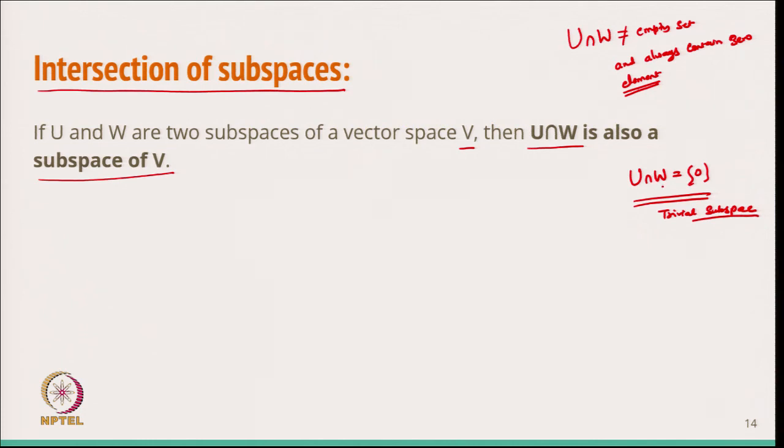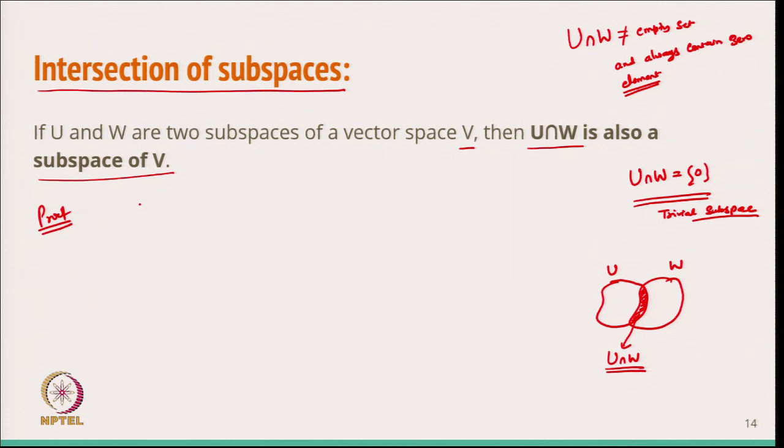Okay, so in this case also it will be the trivial subspace, because if I take two subspaces, U and W, then their intersection is going to be this part, that is U intersection W. So, it says that it is always a subspace of V. So, how are we going to show this? It is very simple. I can just give the proof.